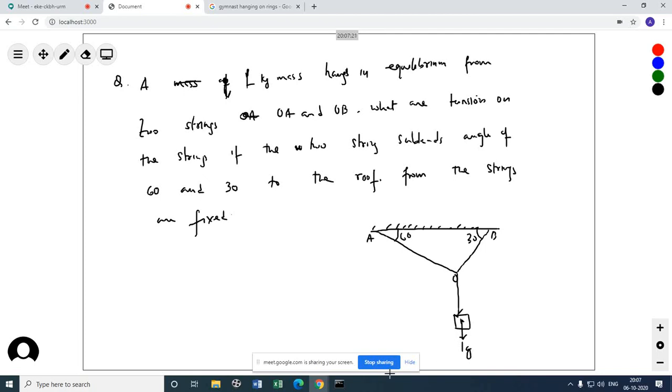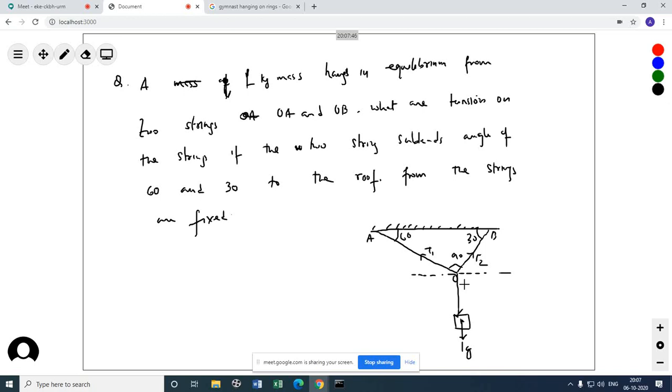One G, not one gram. This is 1 G, that means 1 kg into G. So, T1, T2. Now find how much is this? This is definitely 90.